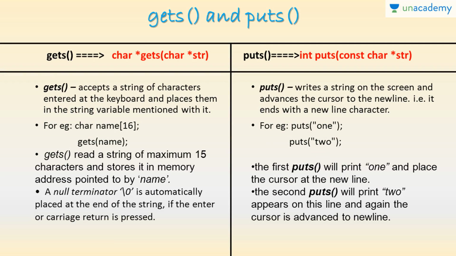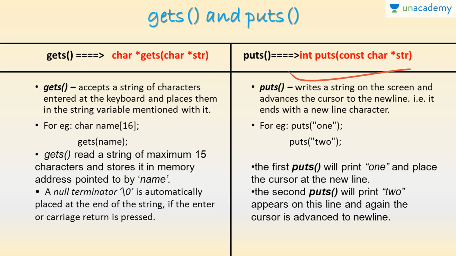Next we'll see gets and puts. These two are basically used for string operations. Gets accepts a string of characters entered at the keyboard, and puts prints a string on the screen. In the previous functions, we saw that they accept only a single character, but in gets and puts we will be operating using strings. So this is the syntax for gets and for puts.